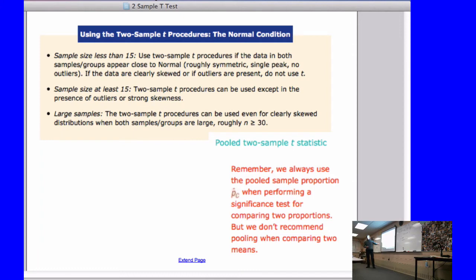All right. When performing a significance test for comparing two means, we do not recommend pooling. So from here on out, don't ever pool. Your calculator will ask, pooled, question mark, just leave it as no. They don't even recommend it in the book, so don't worry about it. Just always say no. The only time you do pool is when you're doing a proportion, but they never ask you that when they're doing the proportion. It's just something you have to do anyways. You have to combine it. Okay?